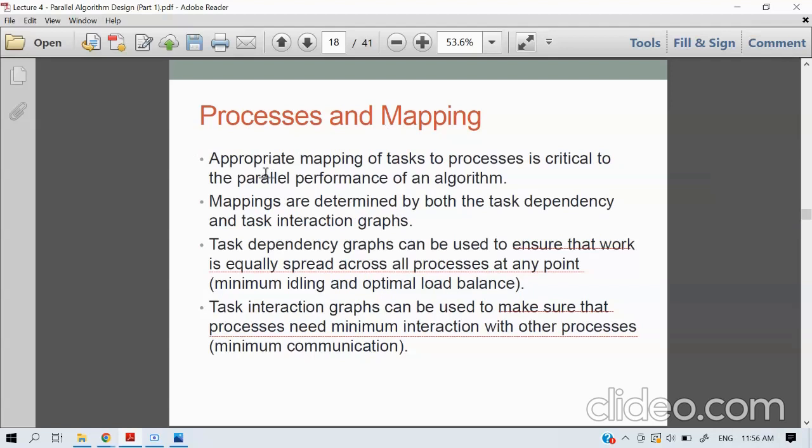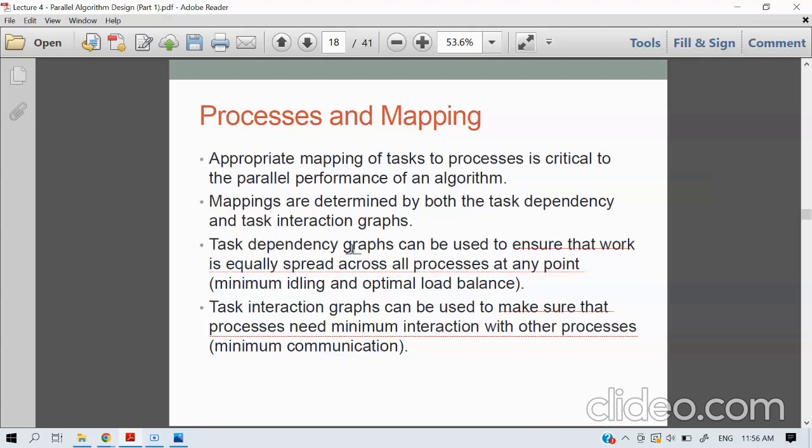Alright. So processes and mapping, appropriate mapping of tasks to processes is critical to the parallel performance of an algorithm. Daripada situ kita nampak, bila kita buat mapping, kita nampaklah which task is not has the communication with other tasks, which task is independent or dependent and so on. So mappings are determined by both the task dependency and task interaction graph. So how to make the mapping? So we can know by drawing the task dependency and also task interaction graph yang kita dah belajar tadi.